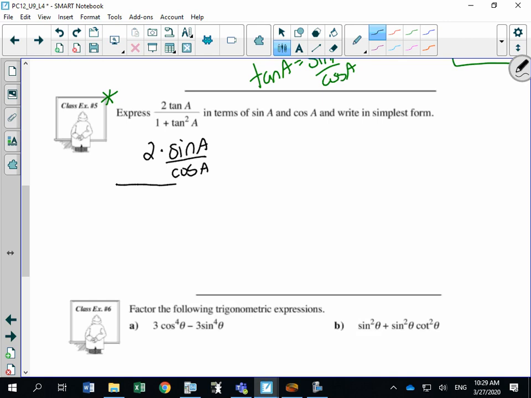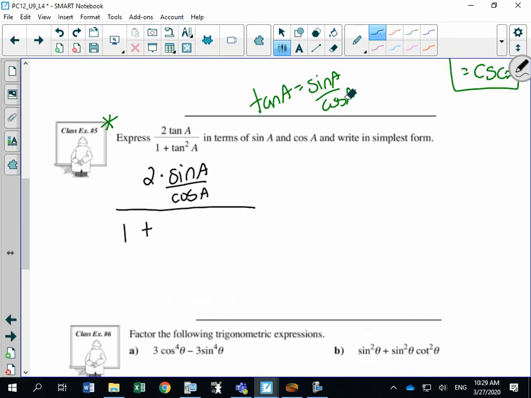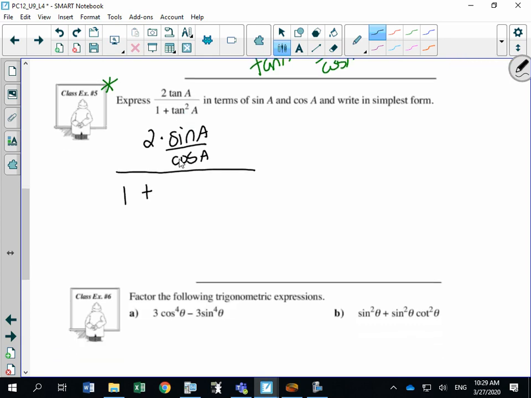And that is all over 1 plus tan squared theta. So for tan squared theta, I use the exact same identity up here. That would be the same thing. If I square the right-hand side, I could square the left-hand side, right? I could square both sides. So tan squared A is the same thing as sine squared A all over cos squared A.